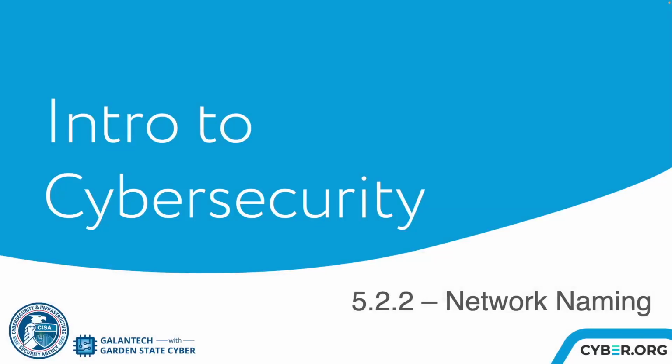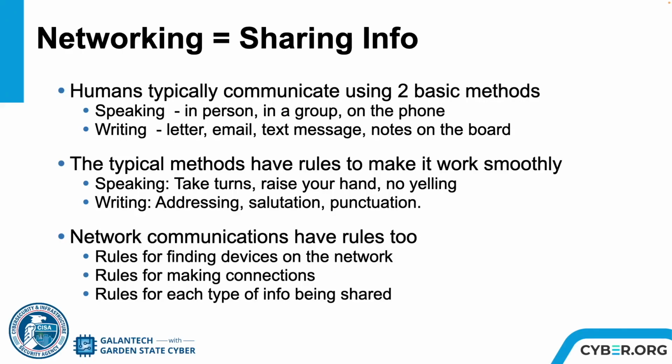Right, so you just finished doing the activity, and now we're going to look at network naming. Networking is sharing information. Humans typically communicate using two basic methods, speaking and writing. Networks have their own communications: rules for finding devices on the network, rules for making connections, and rules for each type of information being shared.